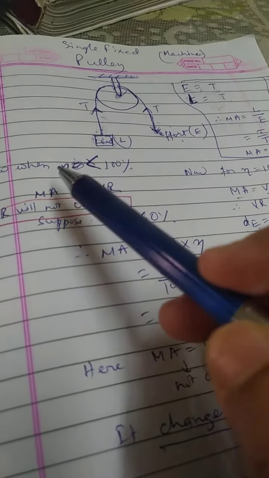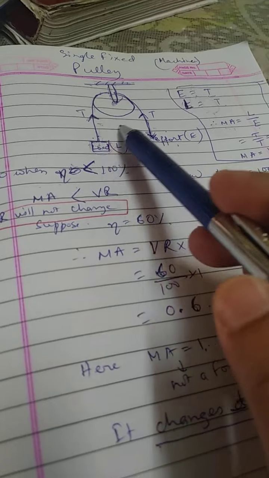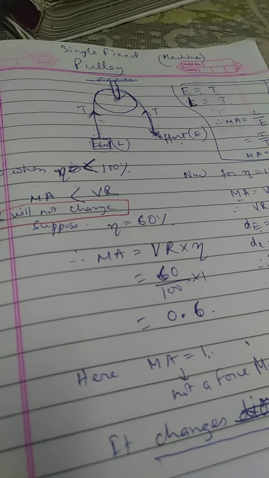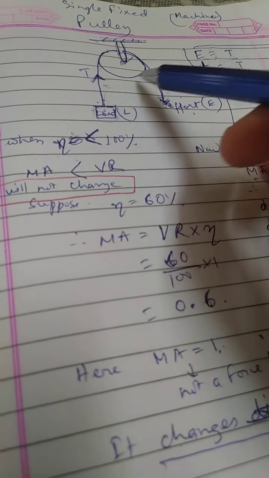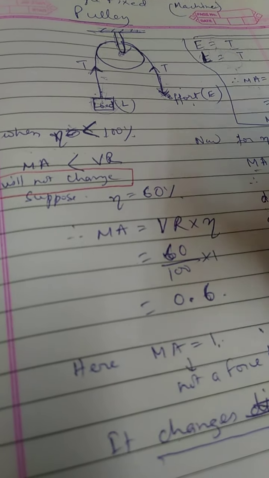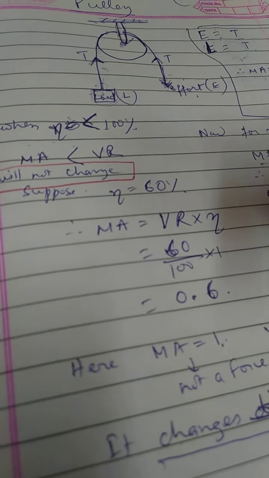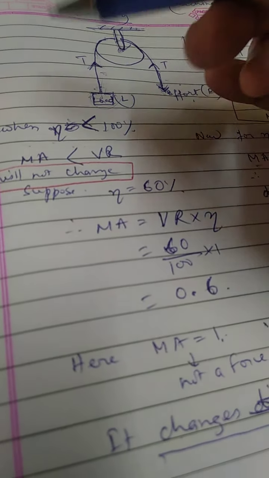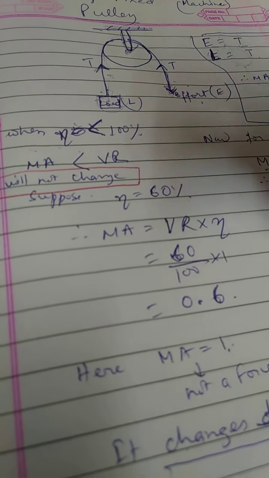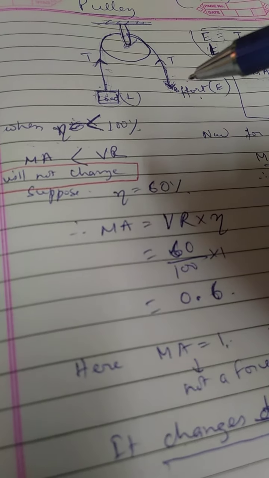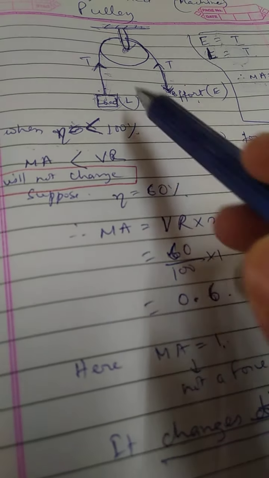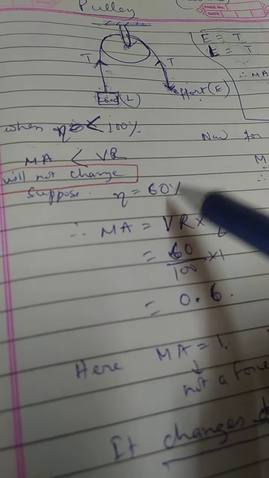Now suppose the efficiency of this pulley is not 100%, because we never get a 100% weightless pulley. Again, it's not possible to get a 100% weightless string, and there will be some friction here. Again, the string may not be inextensible. So in that case, the efficiency becomes less than 100%.